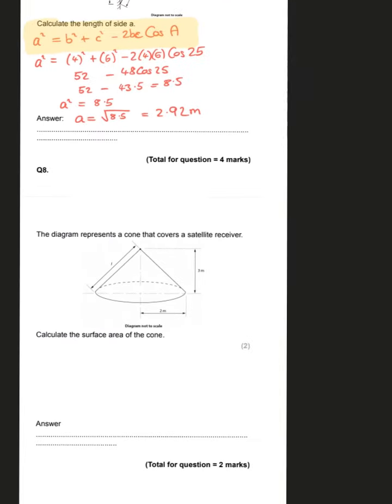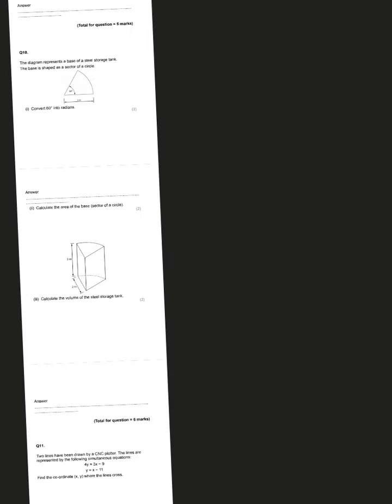Yeah, so question number 8. Nearly there. How many more questions have we got to go? Okay, so we're about halfway through. So let's go and have a look at question number 8.